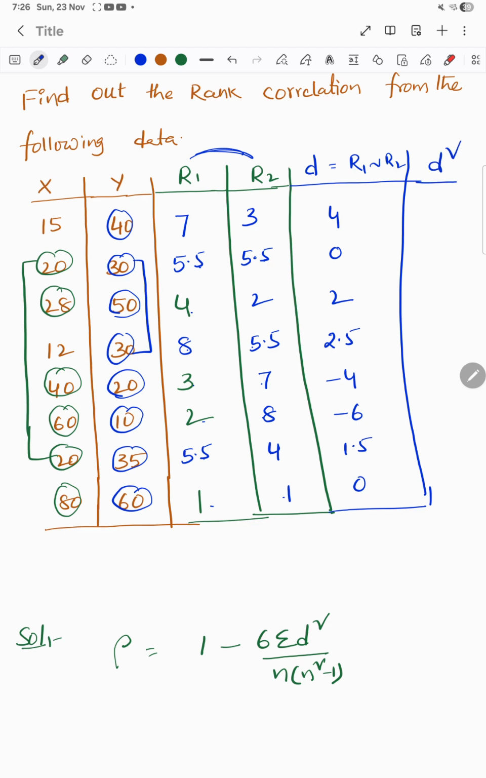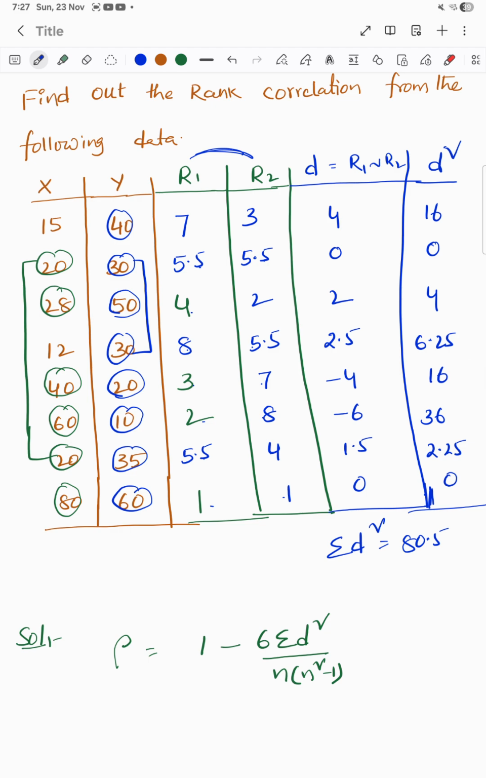And d square values, that means squares of d: 4 square is 16, 0 square is 0, 2 square is 4, 2.5 square is 6.25, minus 4 square is 16, minus 6 square is 36, 1.5 square is 2.25, and 0 square is 0. As per the formula we require summation of d square. The sum of all d square is 80.5.